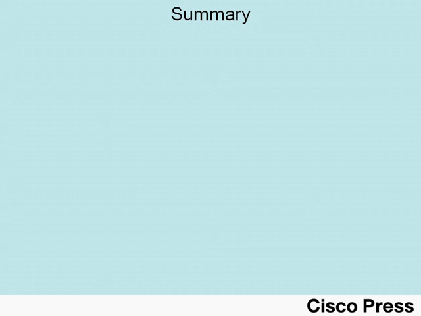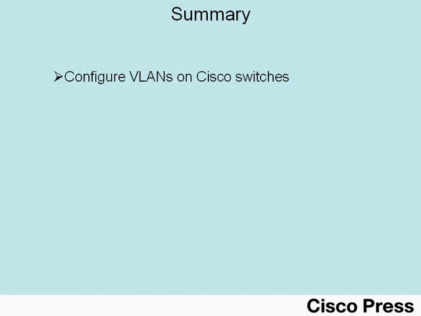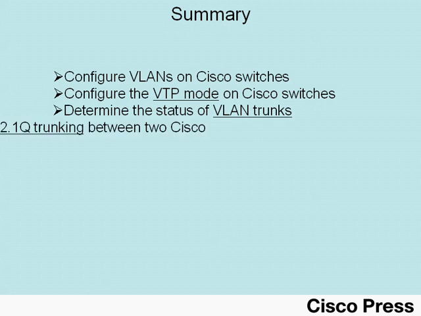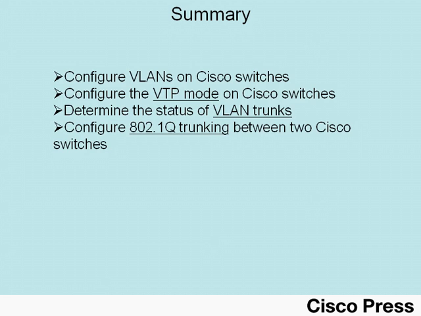This concludes ICND2 Lab 1. In this lab, you've seen how to configure VLANs on Cisco switches, how to configure the VTP mode, how to determine the current status of any VLAN trunks, and how to configure 802.1Q trunking between two Cisco switches.